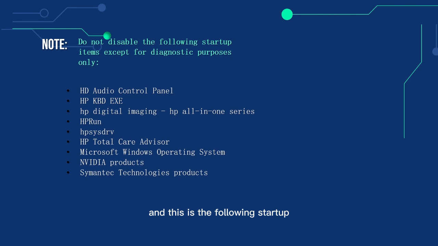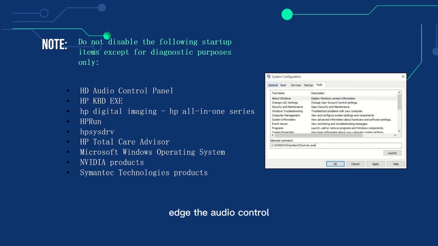And these are the following startup items: HD audio control panel, HP Key BDEXE, HP digital imaging, HP all-in-one series, HP Run, HP SYS DRV, HP Total Care Advisor, Microsoft Windows Operating System, NVIDIA products, and Symantec Technologies products. So these are the items not to be disabled.